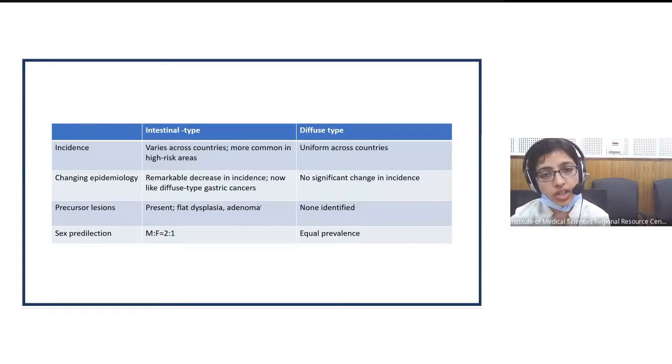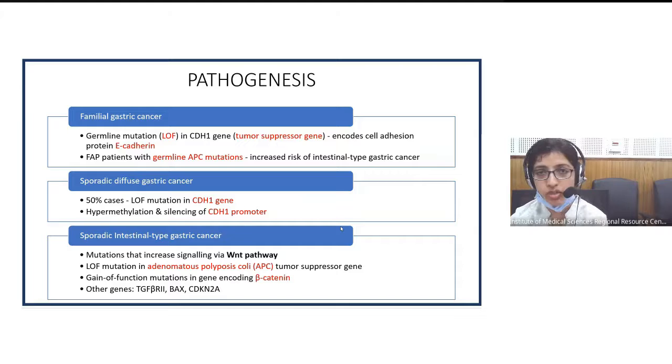Now there has been a change, a decline in the incidence of the intestinal type, so the incidence of both types of gastric cancers is now almost equal. Then the precursor lesions are seen in the intestinal type, that is flat dysplasia and adenoma, while precursor lesions have not been identified in the diffuse type of gastric cancers. Sex predilection is seen in the intestinal type, where it is twice more common in males than in females.